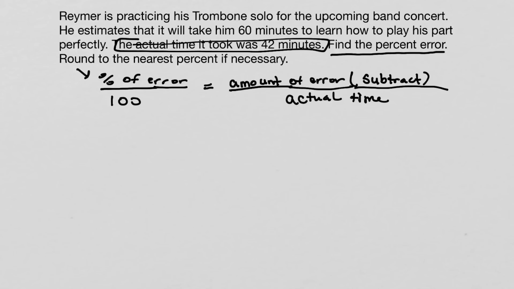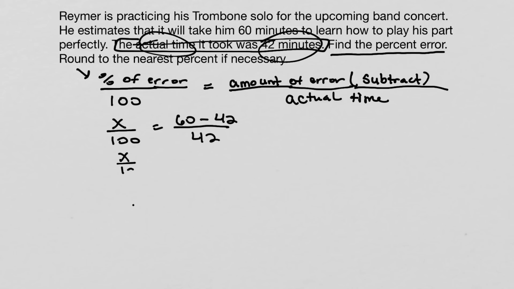All right, so we have the formula. Let's plug in the information. We do not know the percent of error, so I'll put x over 100. Now we're going to calculate the amount of error. If you thought it was 60 and it was actually 42, we subtract. On the denominator, it's the actual time, so it actually took him 42 minutes. Let's simplify. x over 100 equals 60 minus 42, which is 18, over 42.